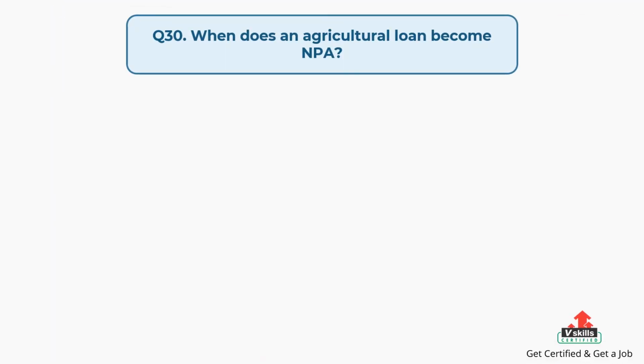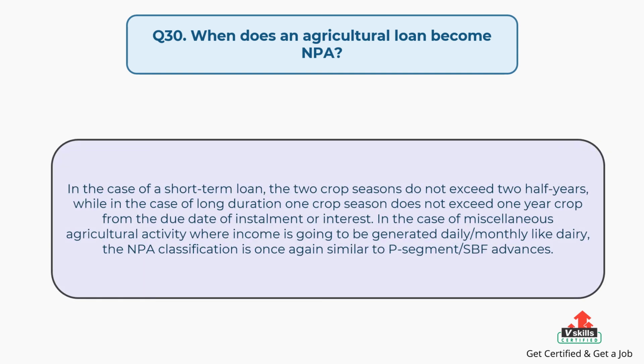Question number 30. When does an agricultural loan become NPA? The answer is: in the case of a short-term loan, the 2 crop seasons do not exceed 2 half years, while in the case of long duration 1 crop season does not exceed 1 year from the due date of installment or interest. In the case of miscellaneous agricultural activity where income is going to be generated daily or monthly like dairy, the NPA classification is once again similar to SBF advances.